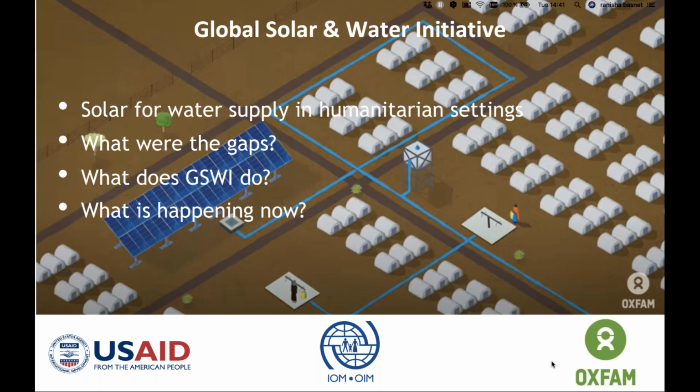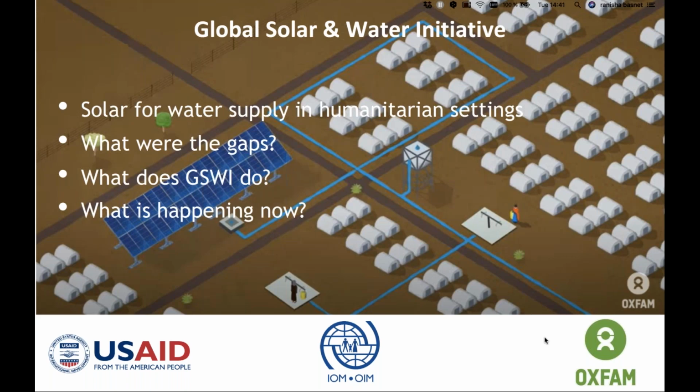There was a lack of guidance and policy detailing the circumstances that are favorable for solar pumping. There was also a lack of tools and standards that humanitarian actors could use to gauge solar options. And there were a lot of misconceptions around solar, such as solar is expensive and solar is limited in capacity. So what is our role?